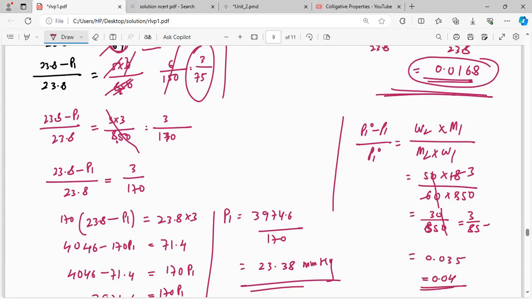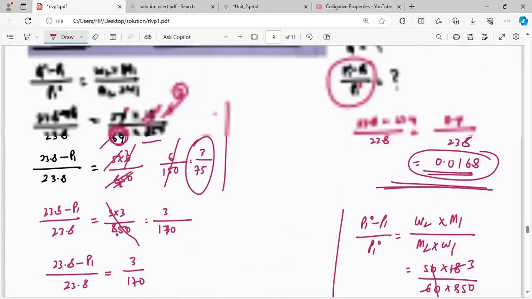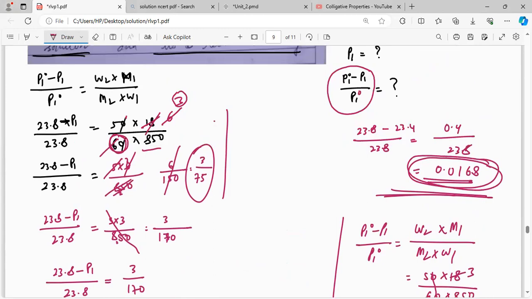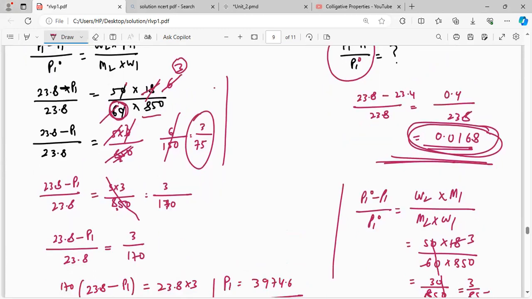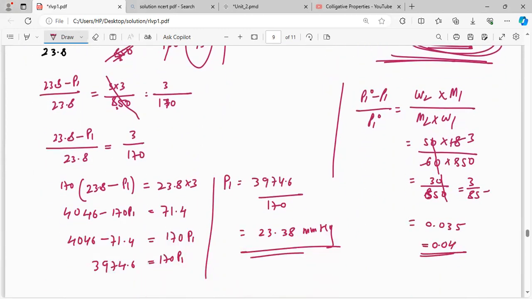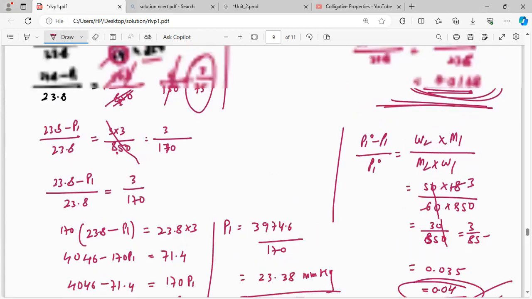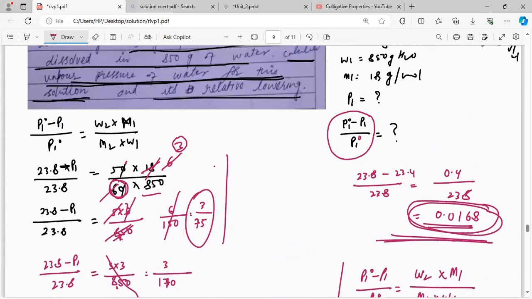So can you see? These values are coming different. But this should come the same. The relative lowering of vapor pressure value should come the same. Sir, is there some deviation in the values? This is deviation. Actually, the answer is not given. Okay, we have to check this one. I hope this should be correct. Because here we are putting the value, it should come the same. Otherwise, sir, the method should not change, no?